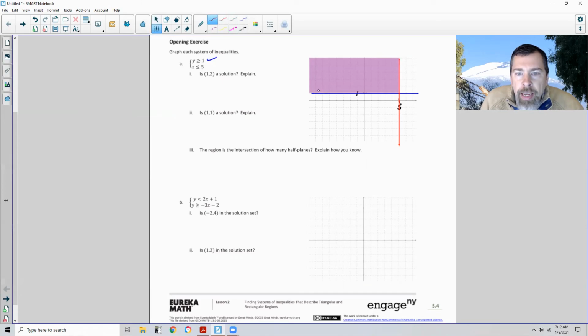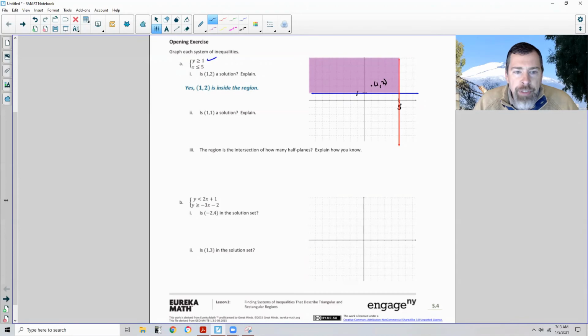It is all the values of y greater than 1, and all the values of x less than 5. Is the point (1, 2) a solution? Well, here's the origin. Over 1, up 2 is right here. And that is the point (1, 2). Is it in the shaded region? Yes. So is it a solution? Yes. Okay, so yes, (1, 2) is inside that region.